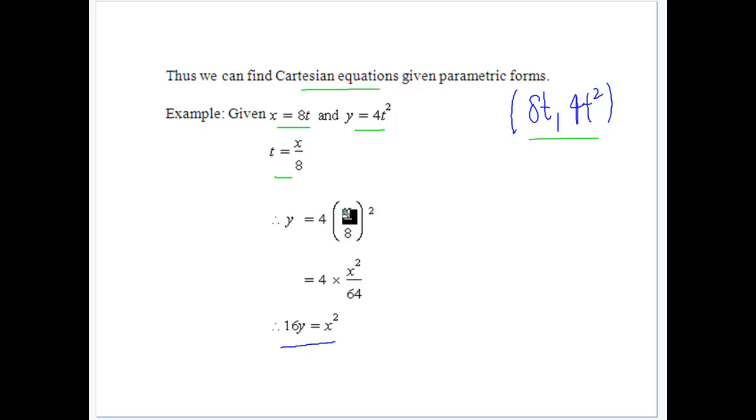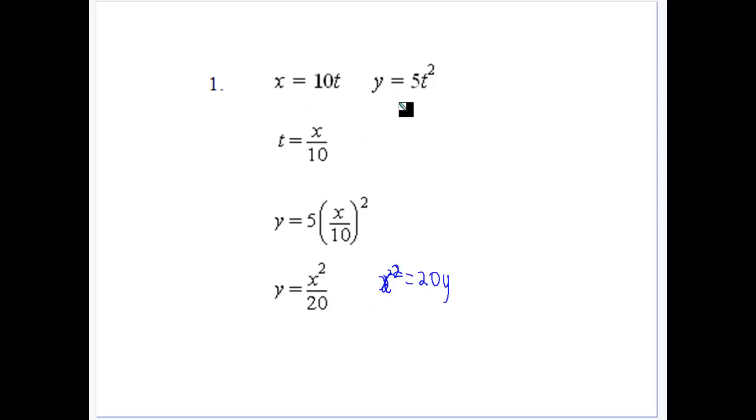So y would be 4 times x on 8 all squared, which gives us the x squared there, 64. The 4's cancel, gives you 16. So y is equal to that. So multiply through by 16 gives us the equation of the parabola there in Cartesian form. So that's what we're trying to do: go from parametric form back to Cartesian form, and that's what these ones do.